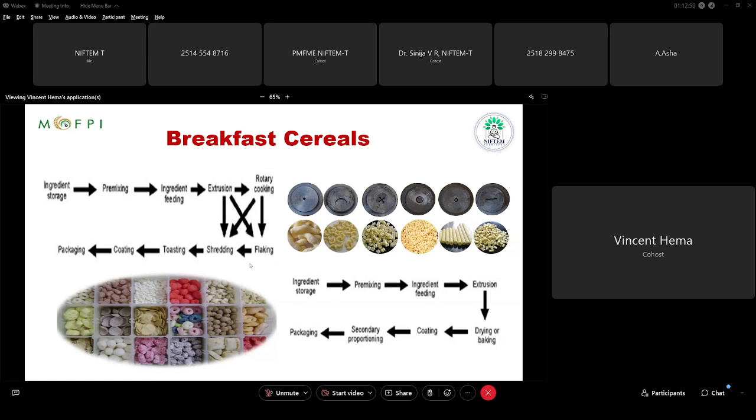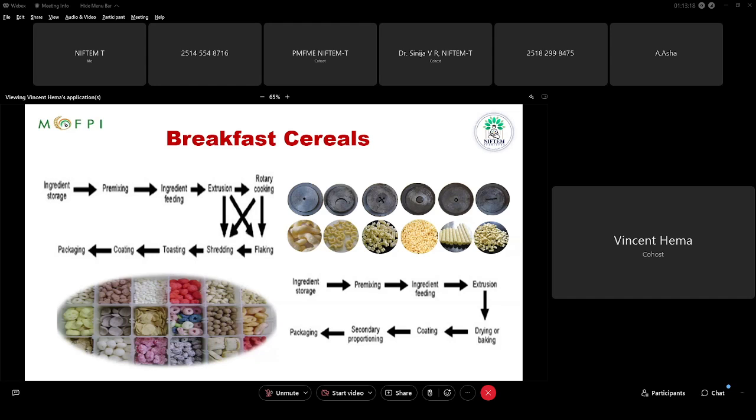Well, breakfast cereals can also be produced using byproducts of the rice milling industry, bran and broken rice. The selling cost of broken rice is low, and it will be converted into cereal. So you will get a good amount of profit out of this.